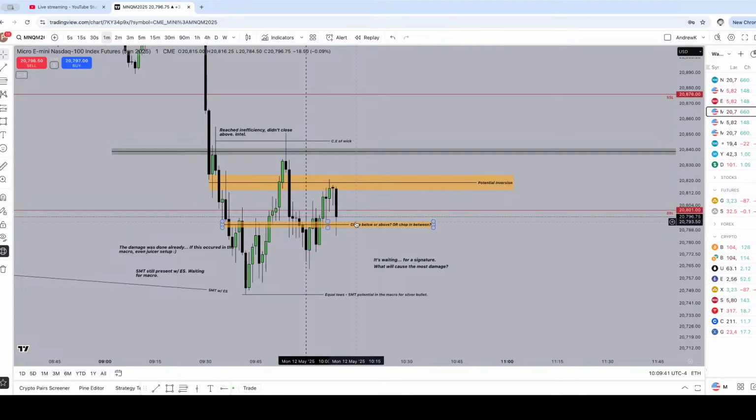I want to see it take out one of those lows, one of these. Watch, put ES and NQ up so you can see it when it happens, if it happens. We're wicking lower, but I need it to do a little more damage. Damage control, damage control. Don't push the button yet.